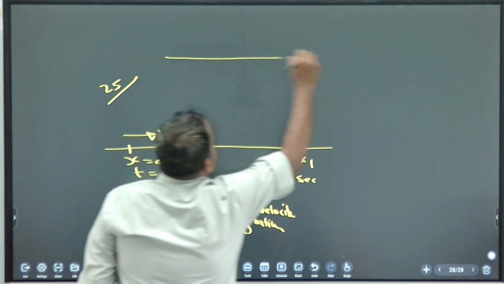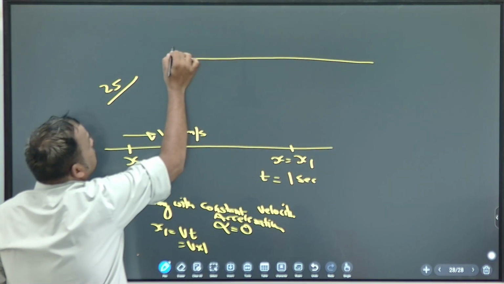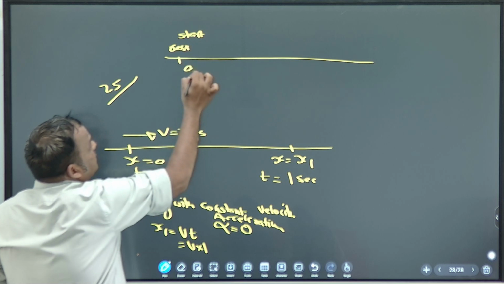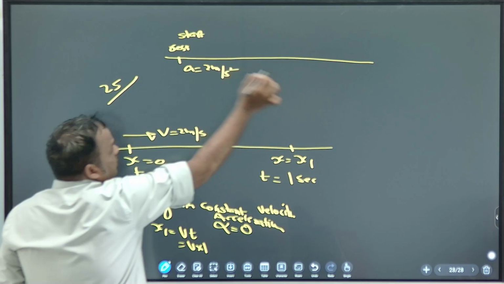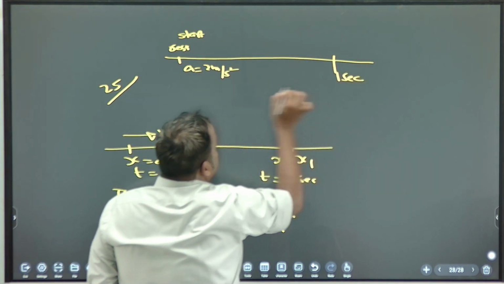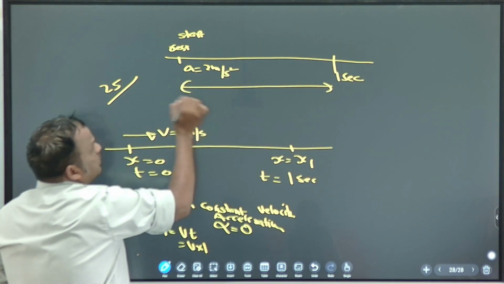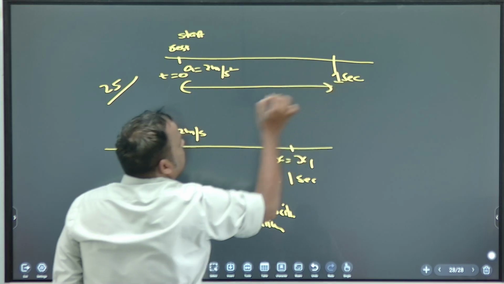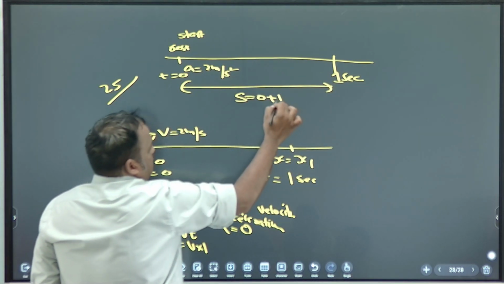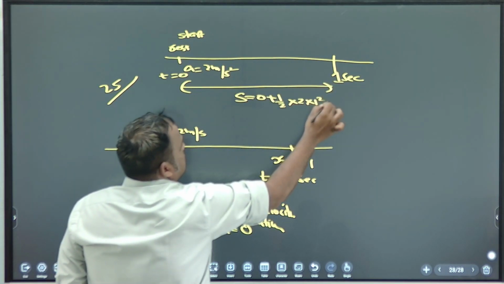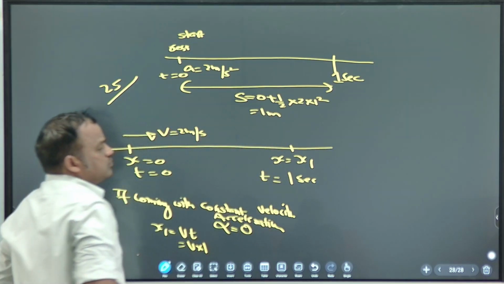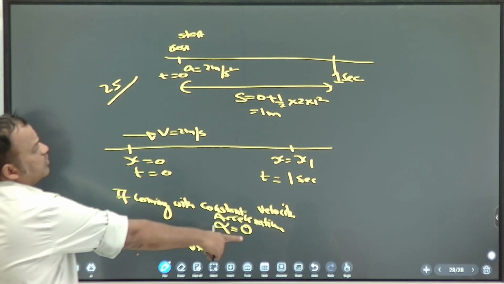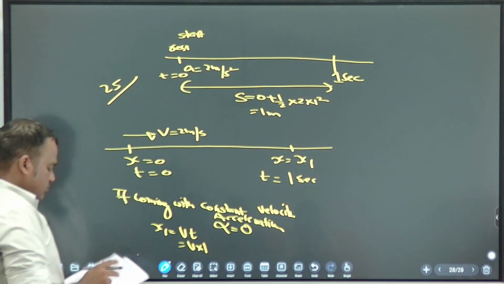Now, suppose initial velocity 0, start from rest. Acceleration is 2 meter per second square. After 1 second, what is the distance covered? S is equal to ut plus half at square. So what is the distance covered? 1 meter. So acceleration can be 0, can be non-zero.